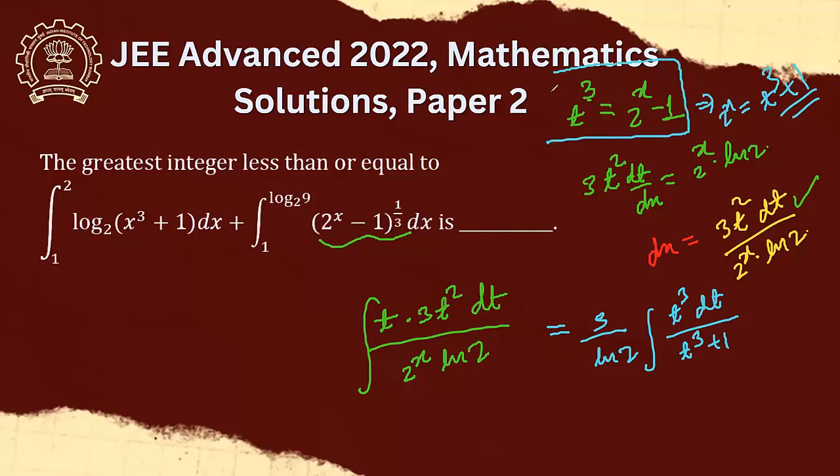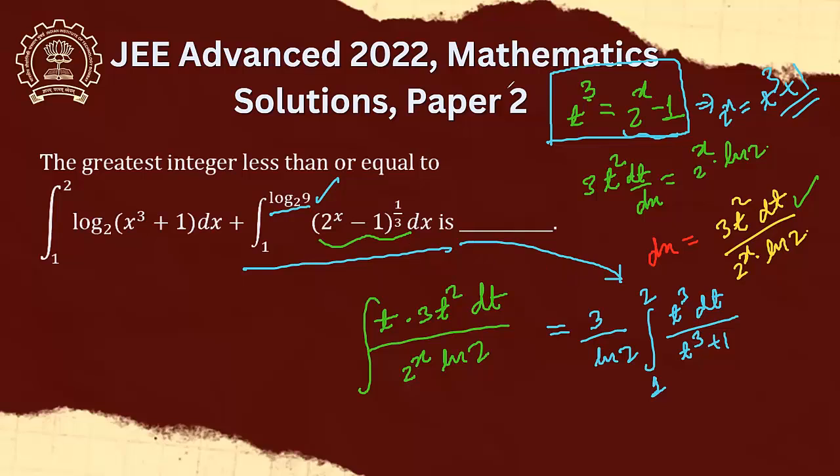So this was the change of variable. x is going from 1 to log base 2 of 9, right? If x is 1, t cube is 1, so t is 1. And if x is log base 2 of 9, this is going to be 9 minus 1, 8, so t cube is equal to 8, so t is equal to 2. So the limit for t here is from 1 to 2. Now this is the integral, so this was this part of the integral.